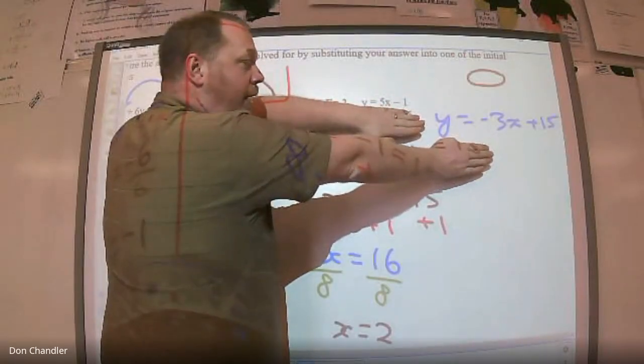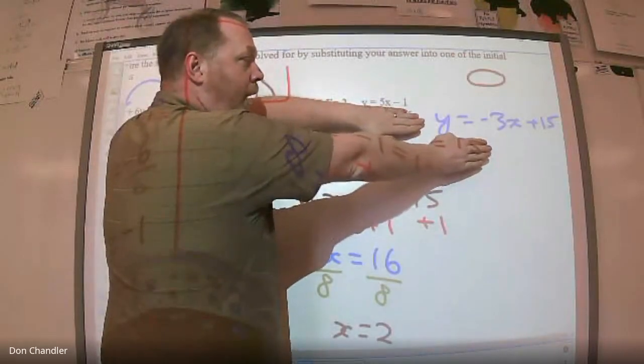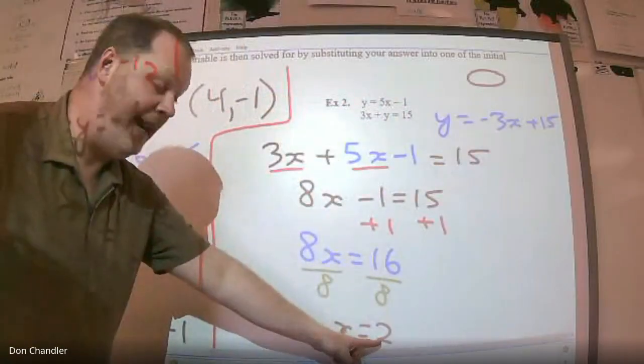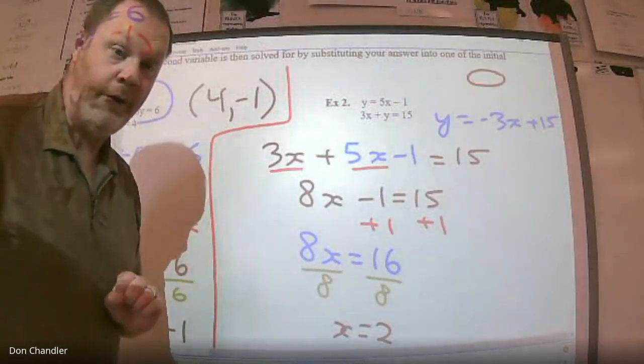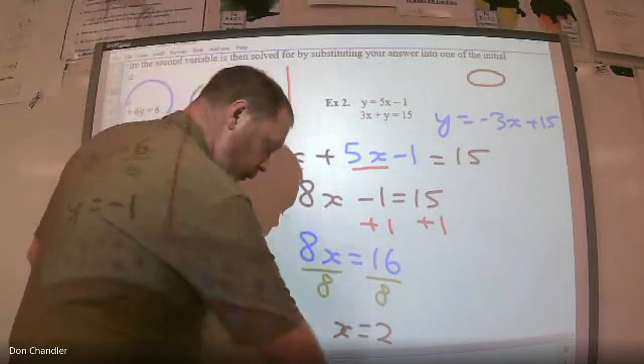Throw that into your calculator. Tell me where they cross. And you will get an answer of 2 for the x. Oh, okay. Thank you. No problem. It's a great question.